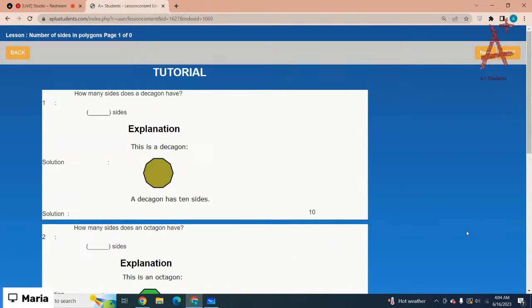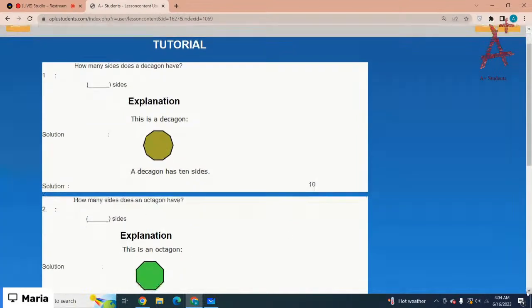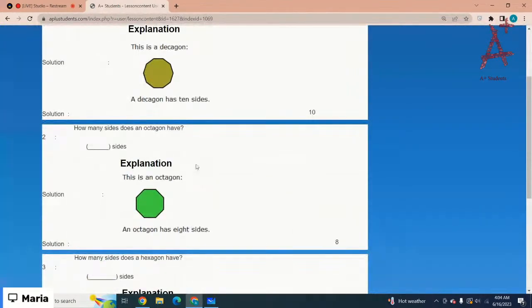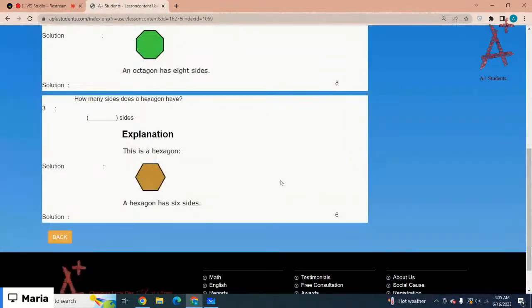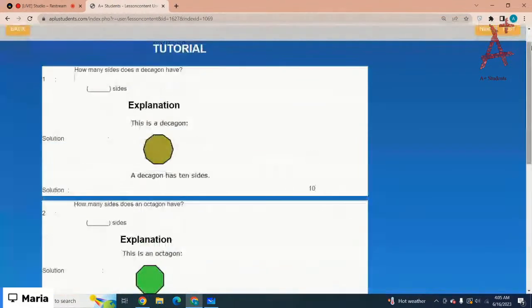How many sides does an octagon have? Octa means 8. Got it? That means an octagon has 8 sides. The next one is how many sides a hexagon has. Hexa means 6. So a hexagon has 6 sides. Got it? Let's start with the practice questions.